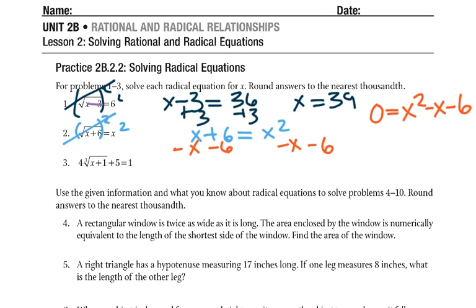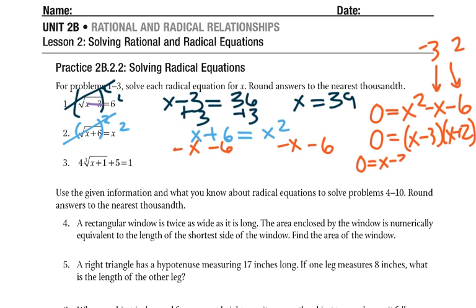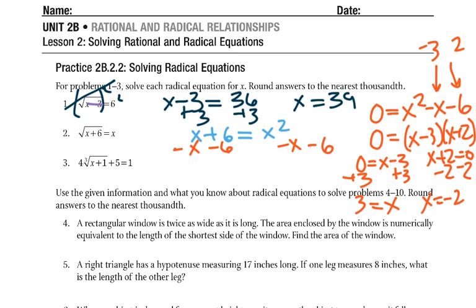or using the area model and saying, okay, negative 6 is 3 times 2. Well, if 3 is negative, that's a negative 6, and I add those, that's a negative 1. So we'd end up with x minus 3 times x plus 2. Then each one separately, we'd set equal to 0. So we'd get x equals 3 and x equals negative 2. Then we can plug them back in to see which ones work.